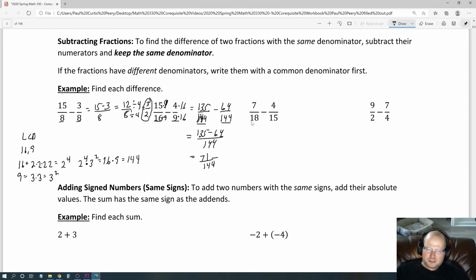So let's move on to the next one. Next one, we have an 18 and a 15 as denominators. Well, first of all, they don't match, so we have to make them match. So we're going to find the least common denominator. So how do we do that?